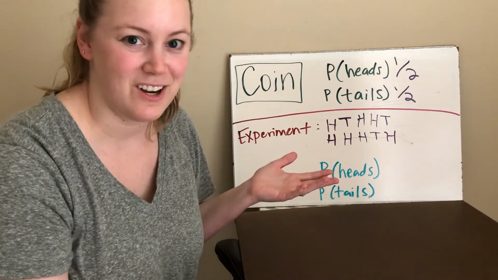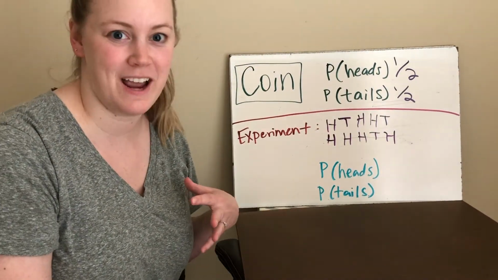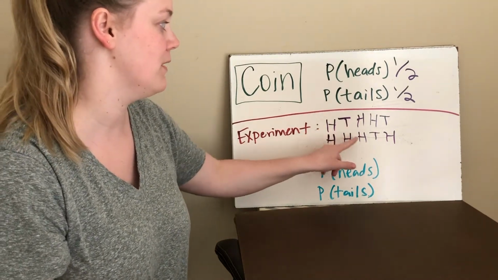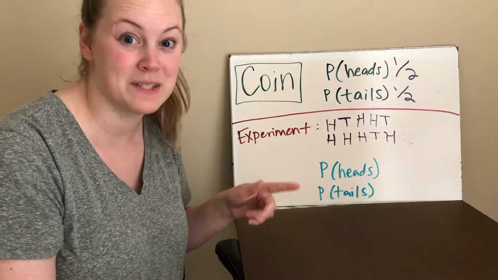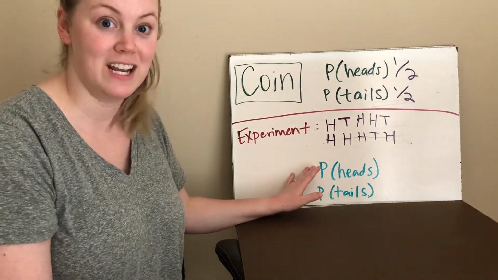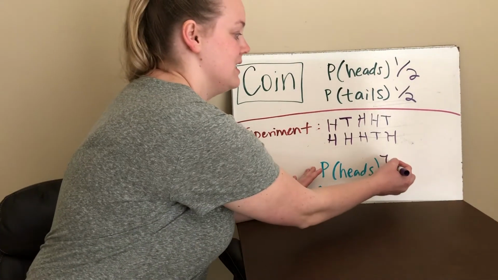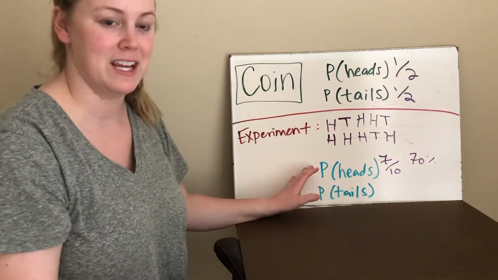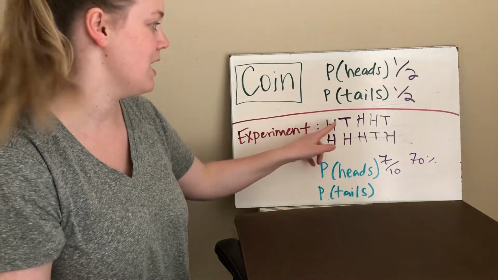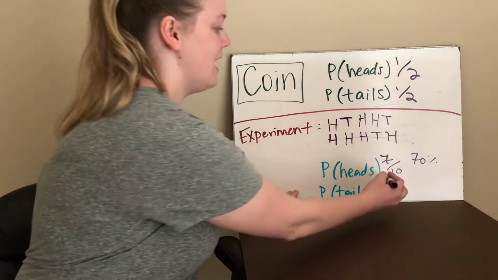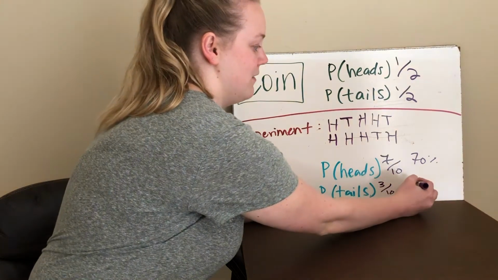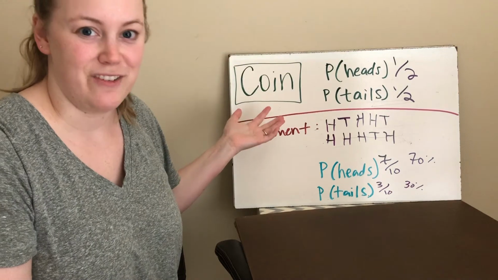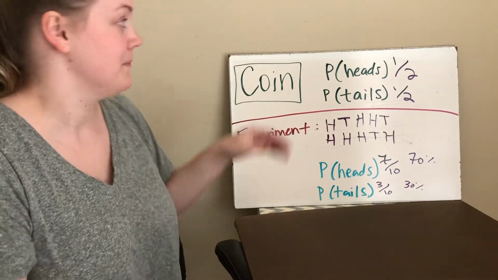Okay, so we conducted our own experiment and we flipped a coin 10 times. Out of these 10 times, we got a heads 1, 2, 3, 4, 5, 6, 7 times. So the probability of getting a heads in our experiment is actually 7 out of 10. Could say 70% if you'd like. Probability of getting a tails, well, we got tails 3 times, so it's 3 out of 10. The experimental and the theoretical in this case were different.